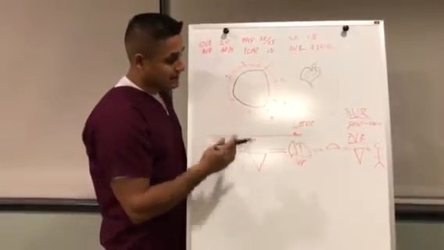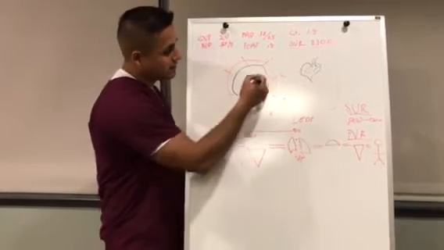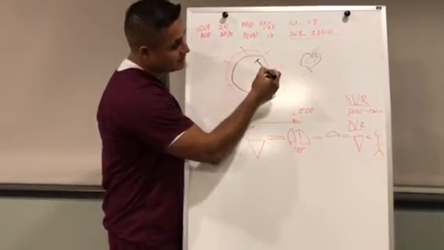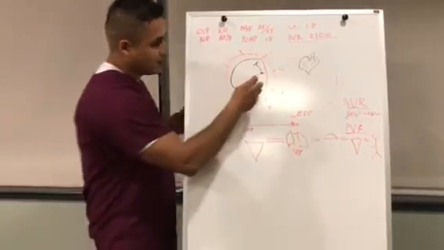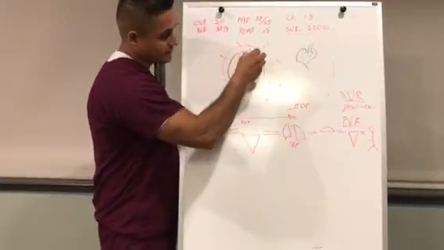Now, talking about the atrial cycle. Atrial is very nice because this is the systole, and all this is diastole.